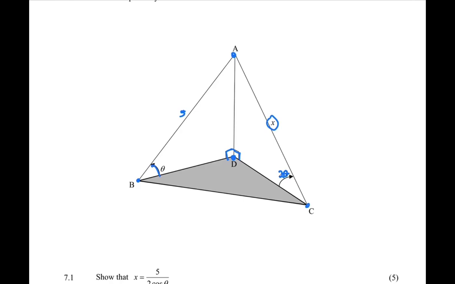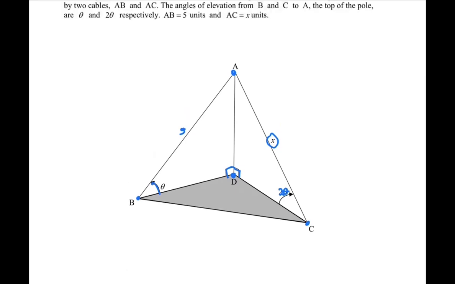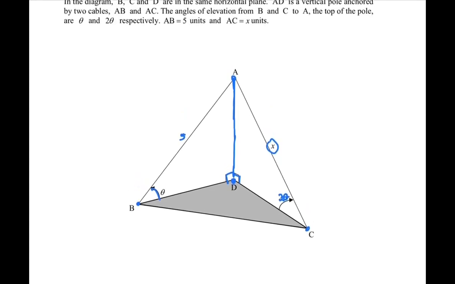How do we possibly do that? Triangle ABD and triangle ADC share line AD. So let's find line AD using triangle ABD, and then from line AD, find a way to find x. On triangle ABD, sine of theta is equal to opposite divided by hypotenuse. So sine of theta equals AD, the opposite, divided by the hypotenuse, which is 5. If we cross multiply, we get AD equals 5 sine of theta.